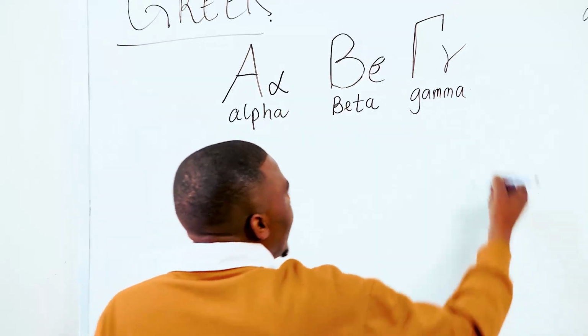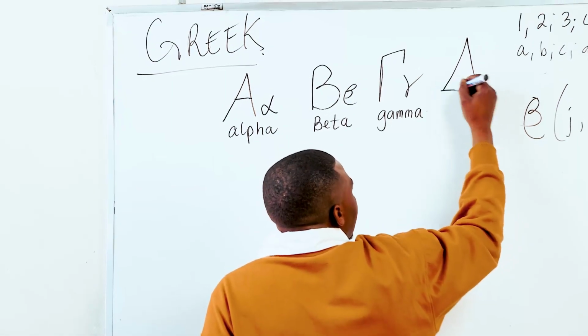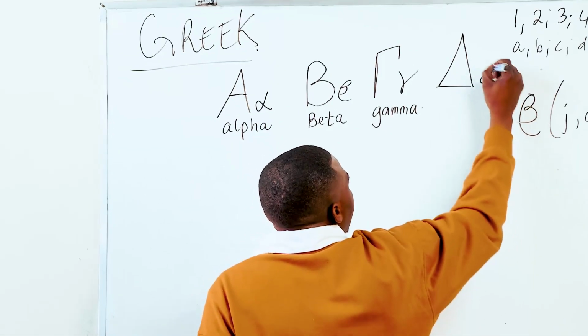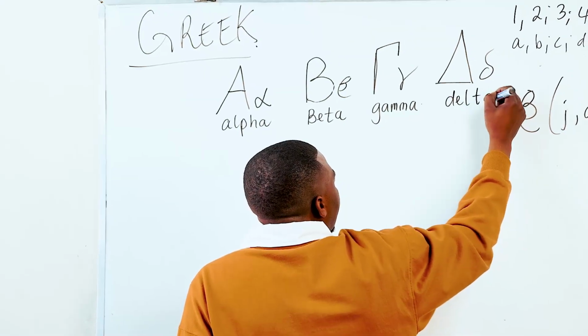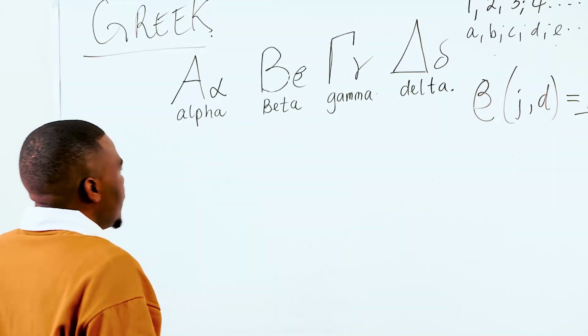Then after gamma, we've got delta. So this is capital letter delta. It's more like a triangle, or you can write it like this. So this is delta, right?